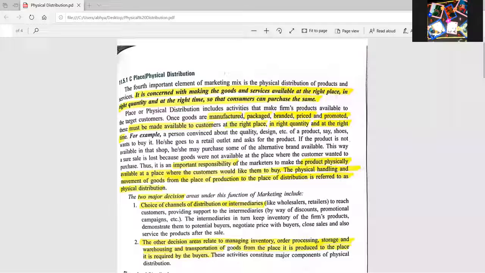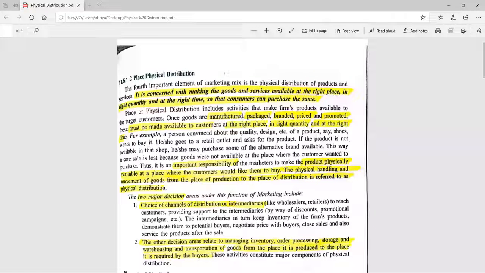Title of ownership means earlier the goods were in the ownership of the manufacturer, then they sold it to wholesalers, then they were in the ownership of the wholesaler, then they transfer the title to the retailer. So now the owner of the goods is the retailer. Ultimately, the retailer will be transferring the title of ownership of goods to the consumer. So that's why it is said that the physical handling and movement of the goods from the place of production to the place of distribution is referred to as physical distribution.